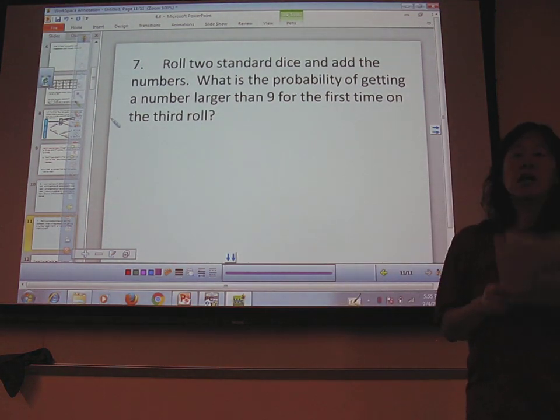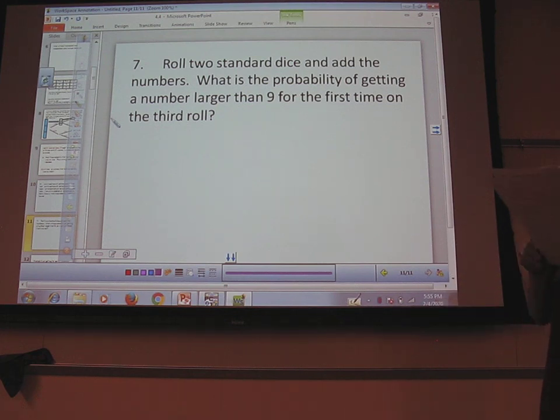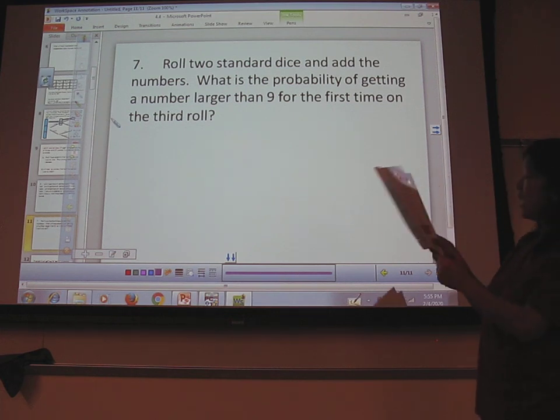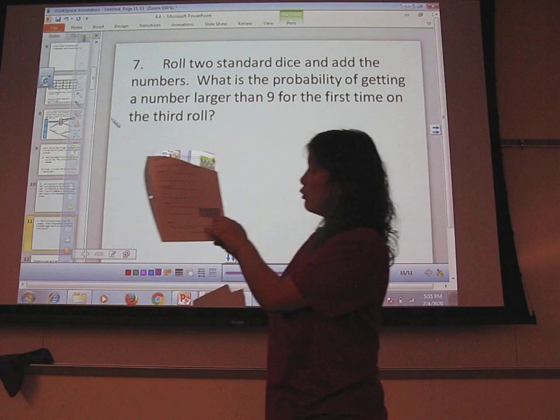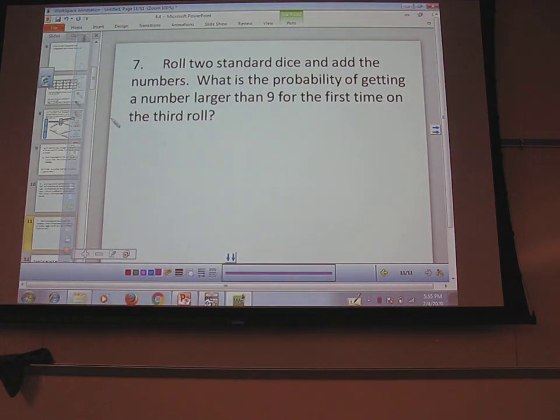Which ones have a sum larger than 9? So is 9 larger than 9? No. So you have to do the sum of 10 or more. So you've got 1, 2, 3, 4, 5, 6 of them that are larger than 9. So the probability is 6 out of 36, which I'm going to simplify to 1 out of 6. Okay. Now, here's the thing we're looking at. For the first time on the third roll, we're not done yet.